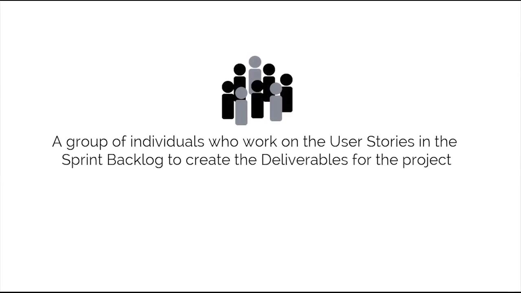The Scrum Team is sometimes referred to as the development team because they're responsible for developing the product or result. It consists of a group of individuals who work on the user stories in the sprint backlog to create the deliverables for the project. The Scrum Team, of course, has many different responsibilities, which will change according to what process is being conducted at the time.